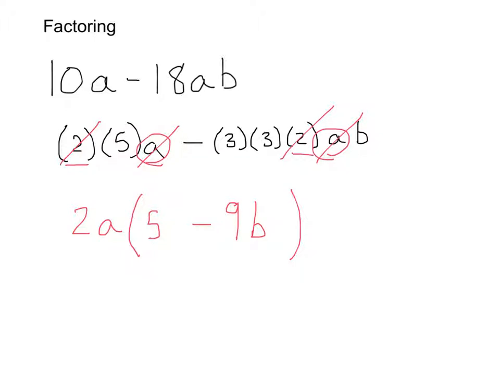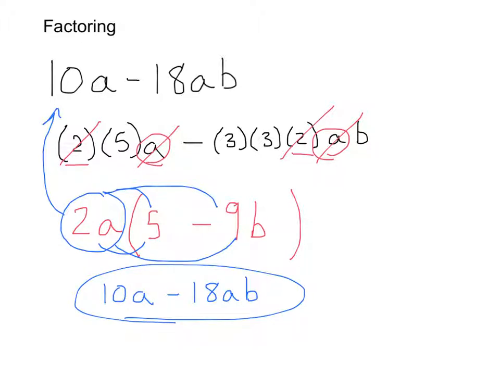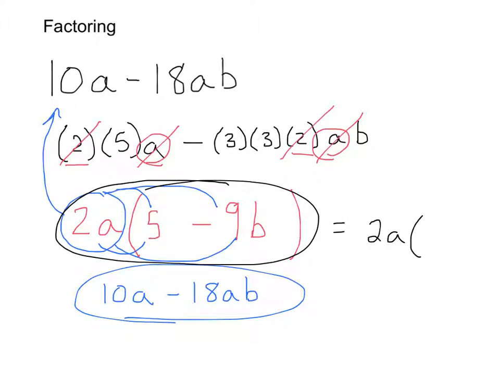Now, how do you check your answer? Well, this is how. You take what you factored out and redistribute it. And when you redistribute it, you should get what you what? Started with. Okay? So let's redistribute. 2a times 5 is 10a. And 2a times negative 9b is negative 18ab. Is this right here what I started with? It is. So what's the answer? The answer is this. So you'd write your answer is 2a times 5 minus 9b.